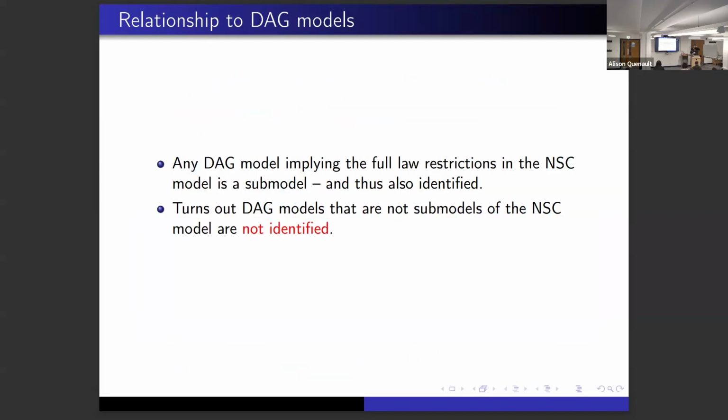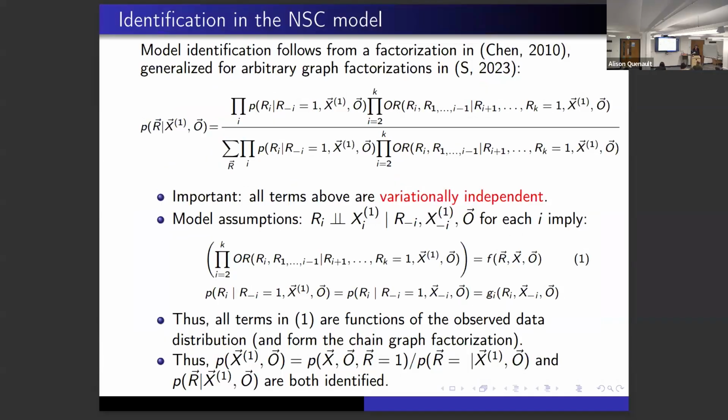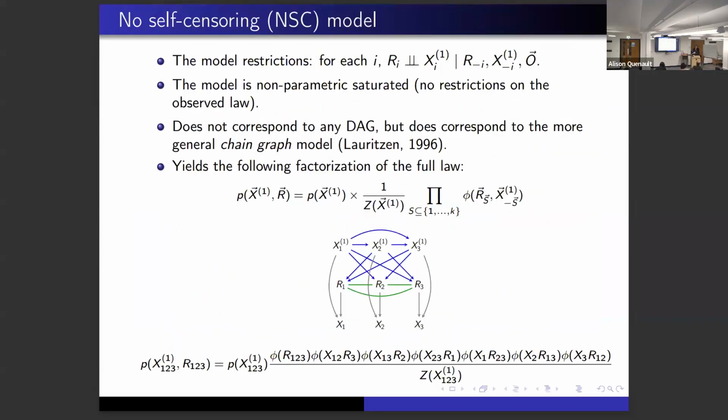Can I just check I've understood? If you go back one slide. Yes. And another slide. You're saying that if the top line holds, then the joint distribution of the R's and the X's is identified. Yes, the X's and the O. So it's identified. And if those restrictions on the top line are not satisfied, then that joint distribution is not identified. That's right.